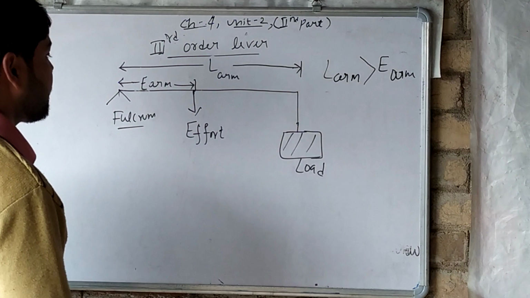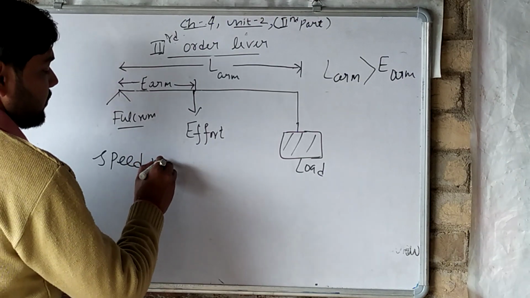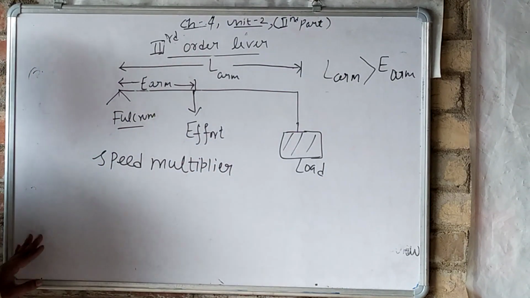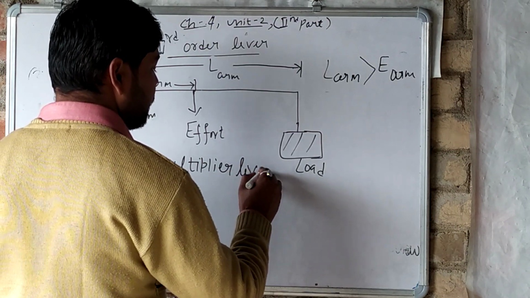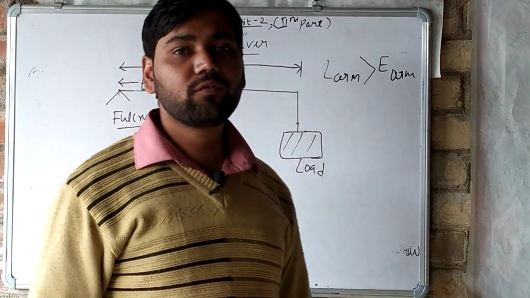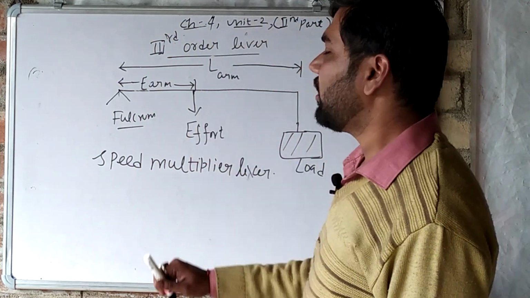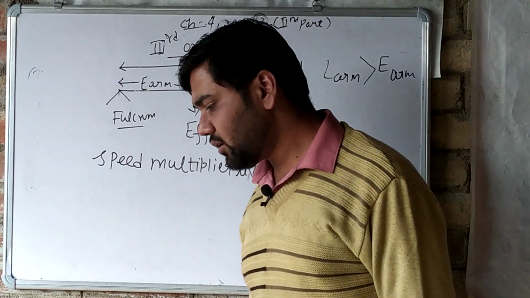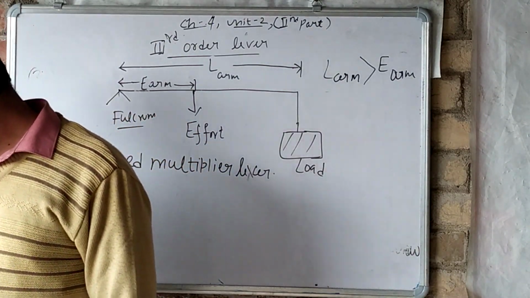Okay, that is why this lever is known as speed multiplier. The other name of this type of lever is speed multiplier lever, okay. Why? Because in this case, to lift a lighter load, we apply a large effort. More effort is required to lift a lighter load.